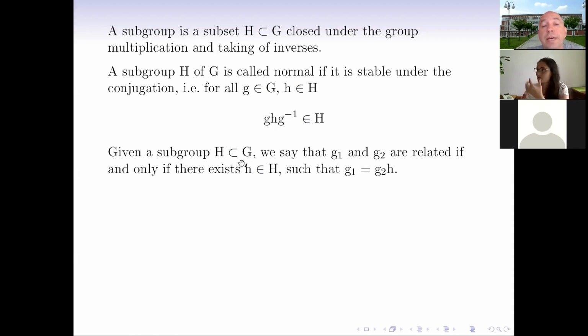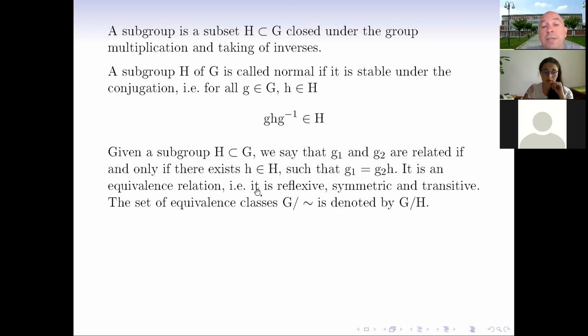Given a subgroup H of G, we can define the following relation. We say that G1 and G2 are related, so it's a binary relation, if there exists some element h small from H capital such that G1 equals G2 times h. In fact, we can write also h times G2. And for an arbitrary group, this will be an equivalence relation, but the two equivalence relations are different.